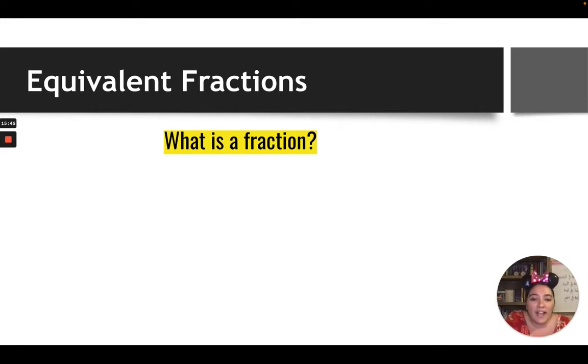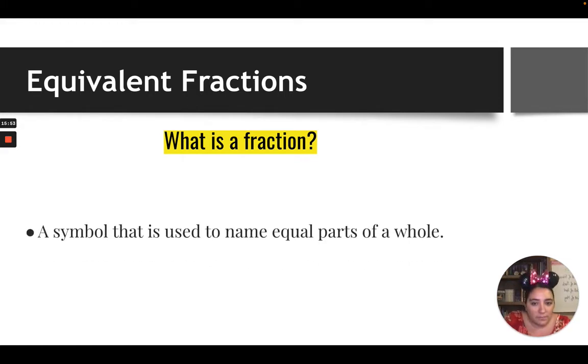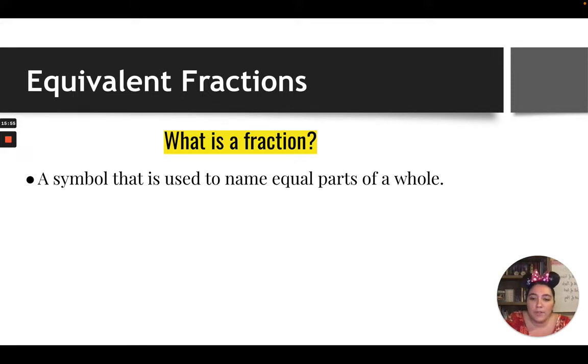All right, now we're moving into fractions, everybody's favorite. So equivalent fractions, and then we'll get to comparing fractions. Those are the 3.3F and 3.3H TEKS, all right? So what is a fraction? A symbol that is used to name equal parts of a whole.